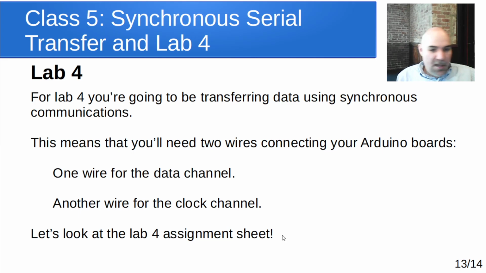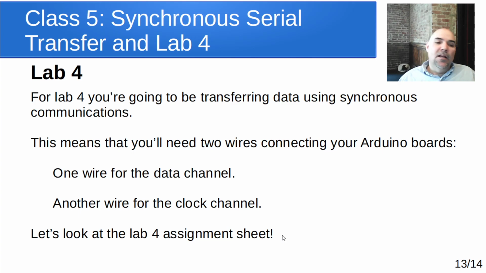Now, what we're going to do is you're going to work on Lab 4, and you're going to transfer data using synchronous communication. So what I would do is start with your previous lab, because that's already set up to get the key, divide it up into the 8 bits, send it, receive the 8 bits, and put it back together, but you're going to change how it actually does that dividing up and putting back together. Because we're going to have an extra clock channel, you're going to need 2 wires instead of 1 connecting the Arduino boards. So 1 wire for the data channel, another wire for the clock channel. Last time you needed just 1 data line, now you're going to add a clock channel.